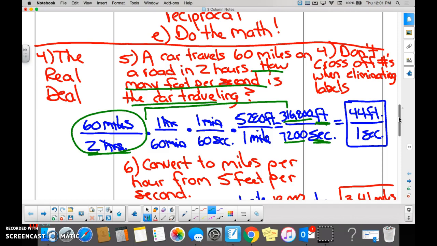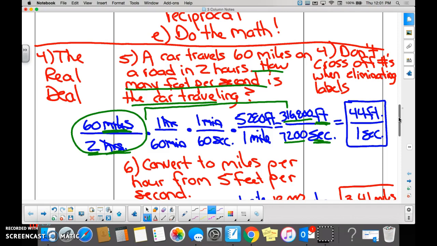Eliminate labels, cancel labels. And the only way to cancel labels is to get them on the opposite side of a fraction, right? So if you have a label in the numerator, you can only cancel it if that same label shows up in the denominator. And you can only cancel a label if it's in the denominator if it shows up in the numerator. So do we want miles? So we know that the car is traveling 60 miles per 2 hours. Do we want our final answer to be in miles?